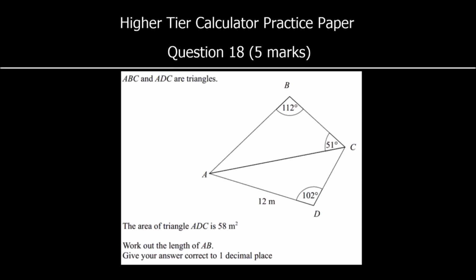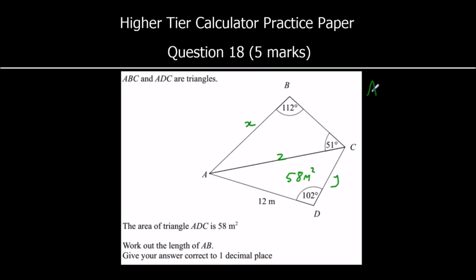So ABC and ADC are triangles. We've got the area of ADC as 58 meters squared. We need to find AB to one decimal place. So we're going to use the area to find CD, then the cosine rule to find AC, and then the sine rule, because we've got opposites, to find AB, to find X.